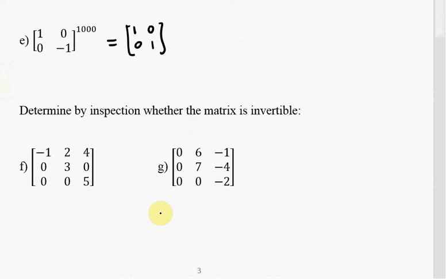Determine by inspection whether the matrix is invertible. Do you say yes for this? What about this one? You say no. All right.